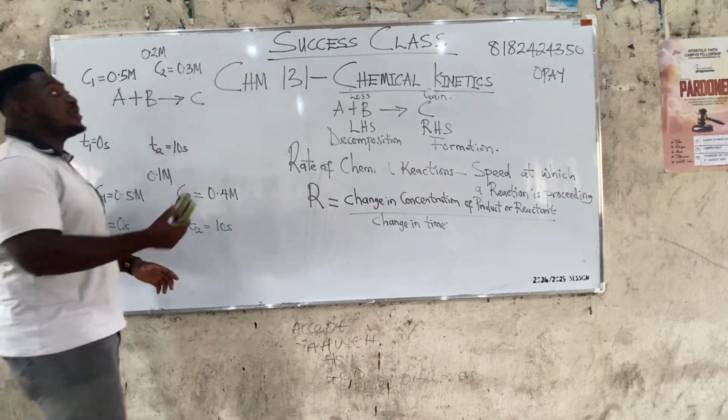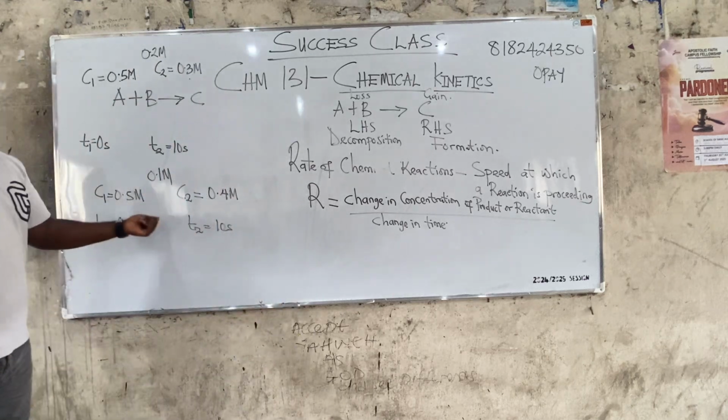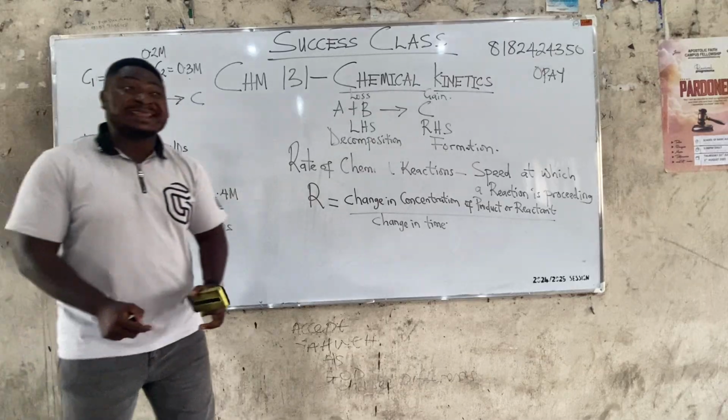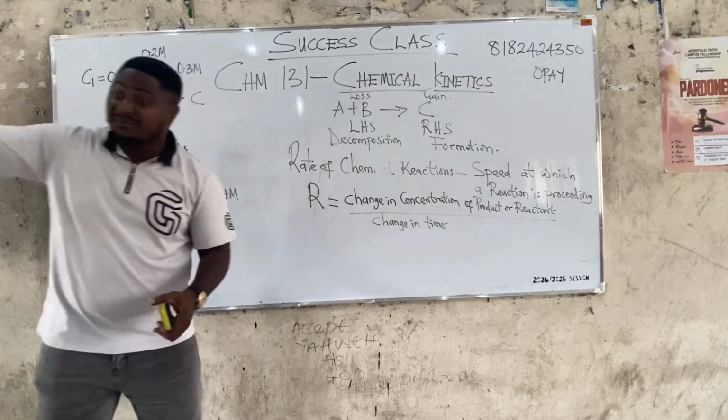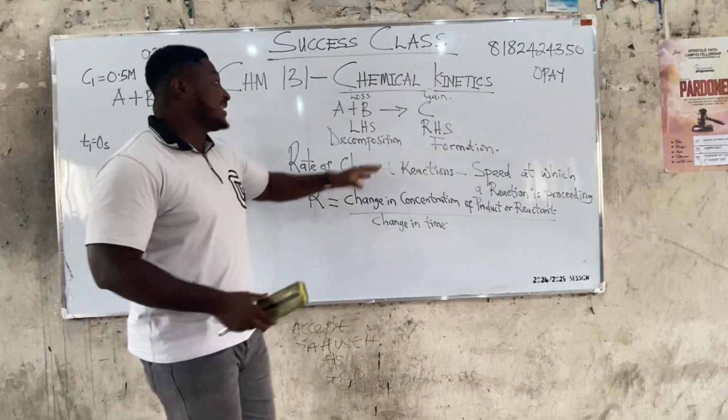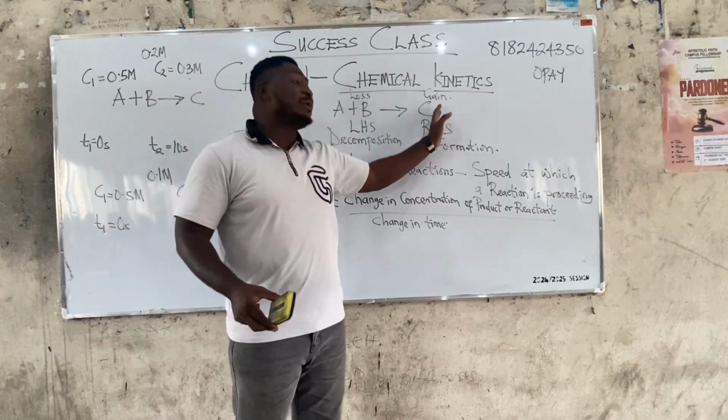But class, when you go to the product side, this one has the higher rate. Because on the product side, we don't look at how fast it's decomposed, we look at how fast the formation is. So we look at how much gain is on the right-hand side. On the right-hand side, we look at the rate of what? Formation.